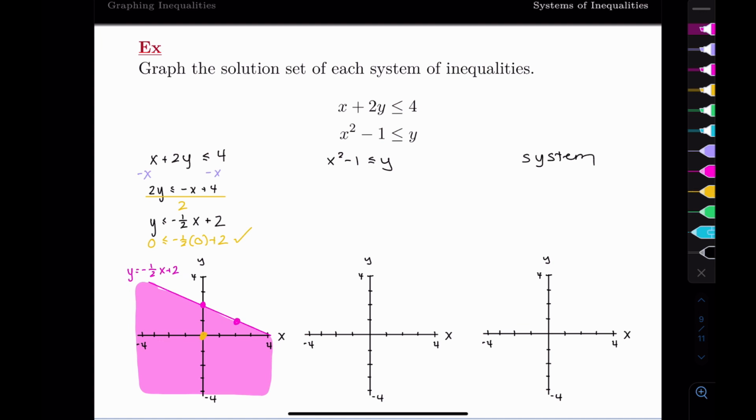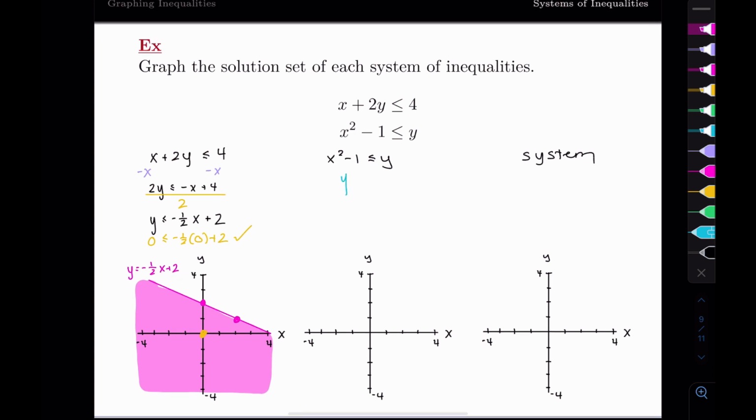For the second one, I get to draw this one as a solid line as well. And what we're drawing is y equals x squared minus 1. So that is a parabola. It goes down 1 because it's x squared minus 1. And then we have our parabola shape for it.